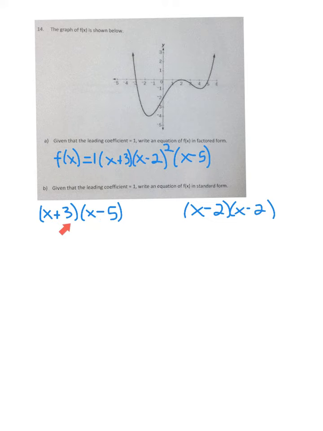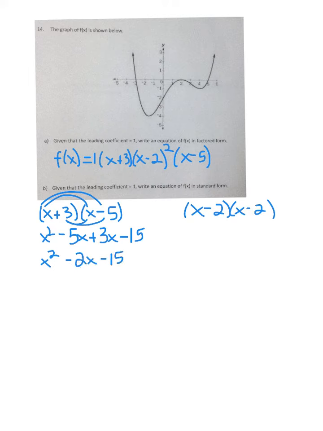So what I'm going to do is I'm going to double distribute over here. I'm going to double distribute over here. And then those answers, I'm going to double distribute again. Okay, so here we go. So let's start by doing that. So that x times x would give me x squared, right? Then I would get minus 5x. Then I would get plus 3x. And lastly, I would get minus 15. So I'm going to just simplify that and add my like terms. So that's going to give me x squared minus 2x minus 15.